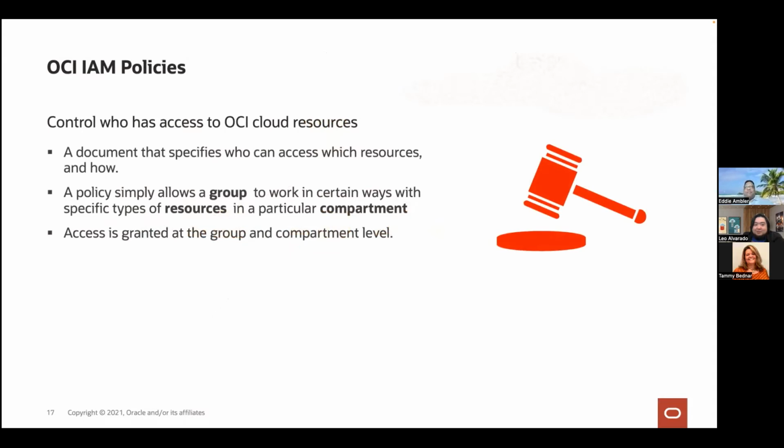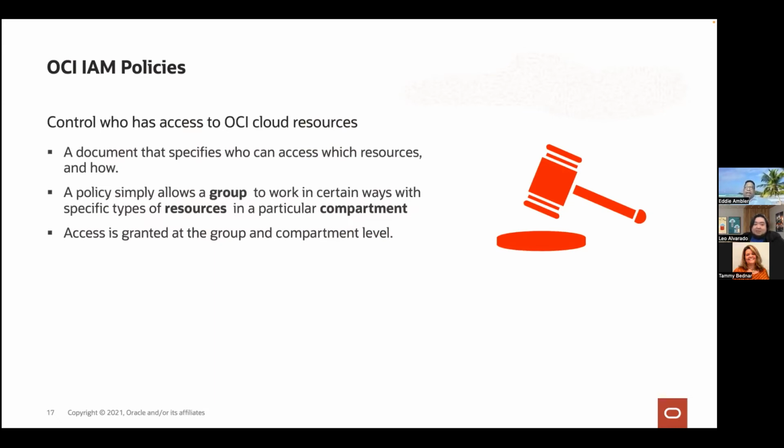Okay, now we have seen the compartments, users, and groups. Now it's time for us to drill into what's an IAM policy. So the policy specifies who can access what and how. Your who pertains to your users and groups. The what refers to your cloud resources on your tenancy, and the how refers to the actions that vary depending on the cloud resource. So simply, a policy allows you to give a group the ability to work in certain ways with specific types of resources on the compartment level.